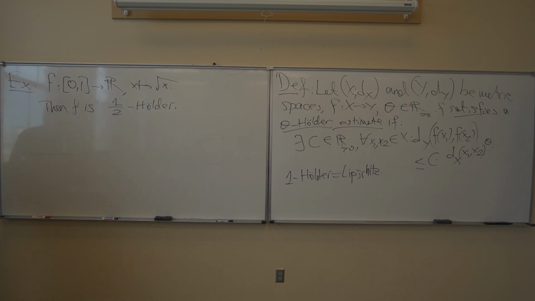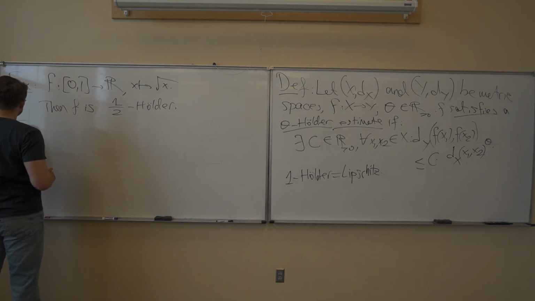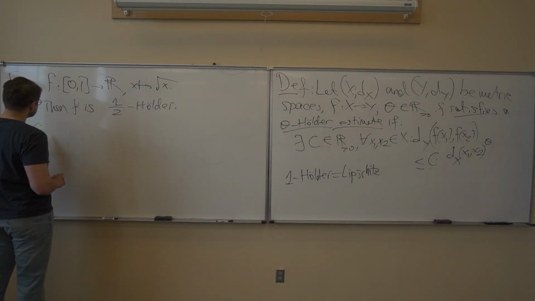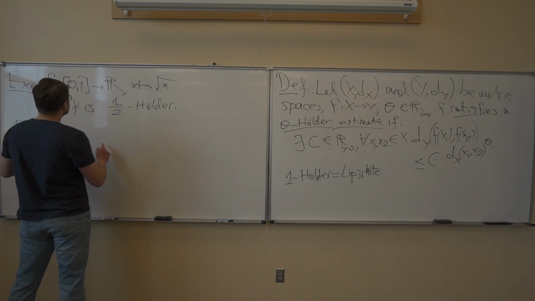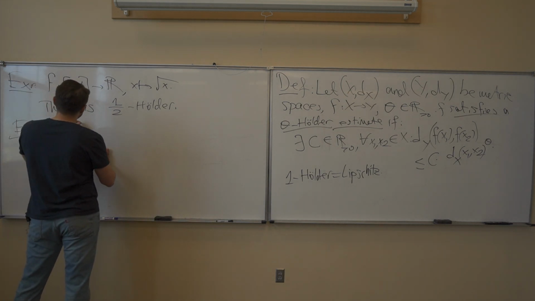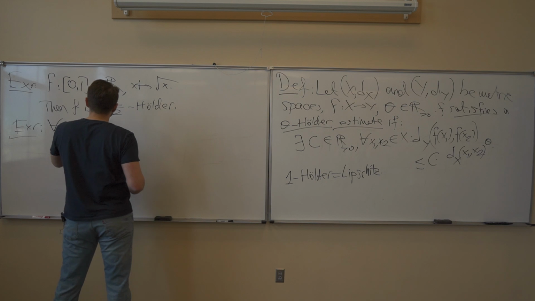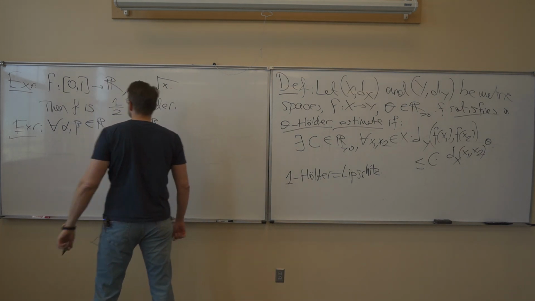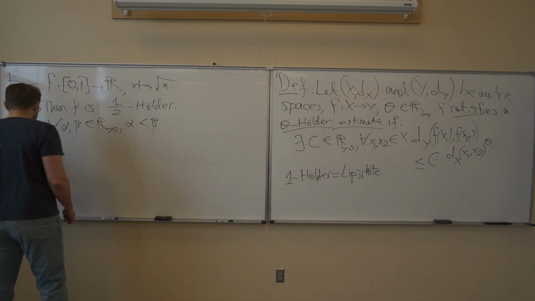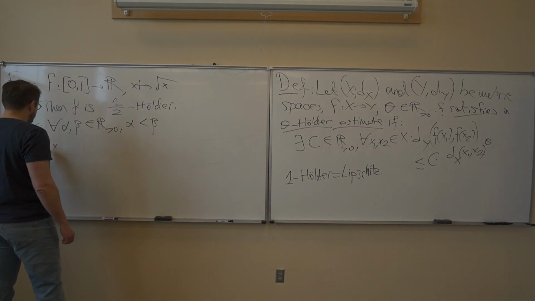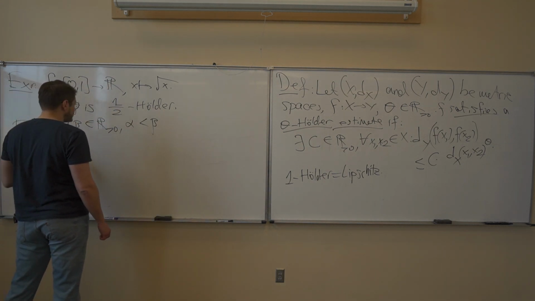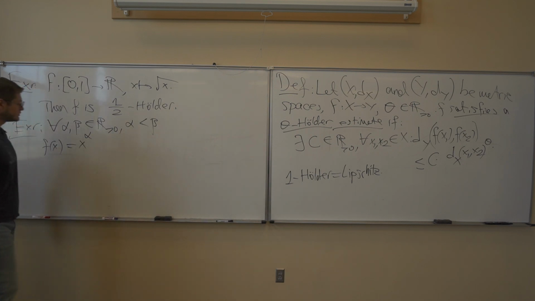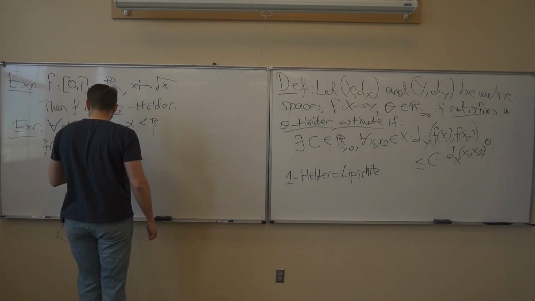And in fact, if you were to generalize this, exercise. For any alpha and beta, let's say positive, and let's say that alpha is less than beta, f of x defined as x to the alpha is alpha-Hölder but not beta-Hölder.